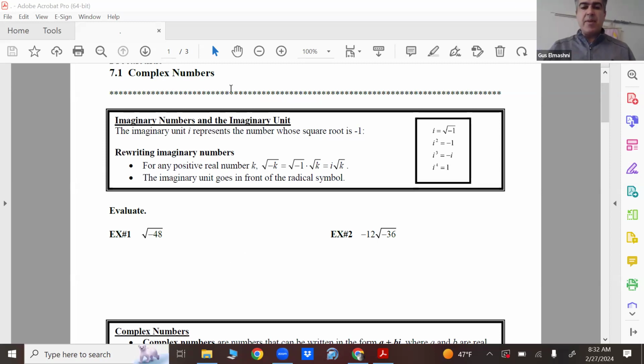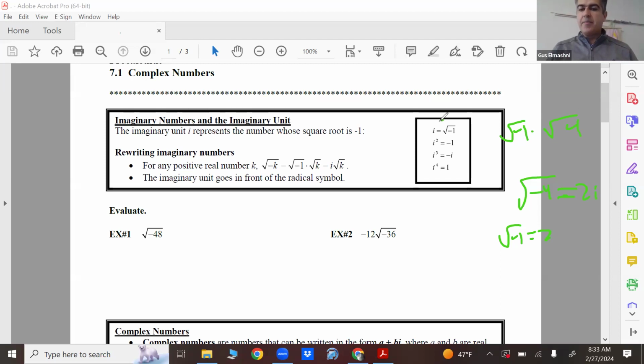For example, if you have root negative 4, you don't have to write this down, but I know root 4 is 2, obviously, right? Root negative 4, we say is 2i, because it's like root negative 1 times root 4. Root 4 is 2, but root negative 1 is actually i.